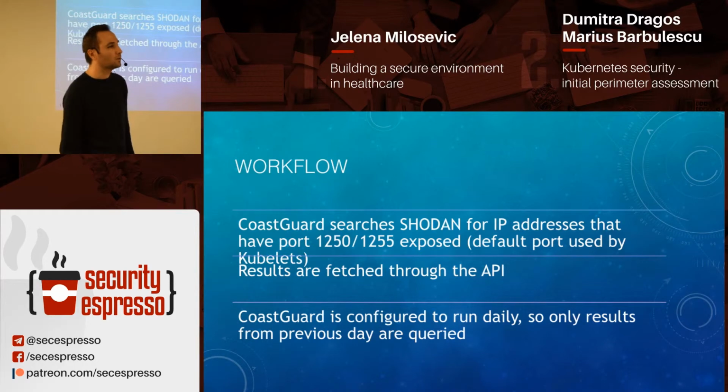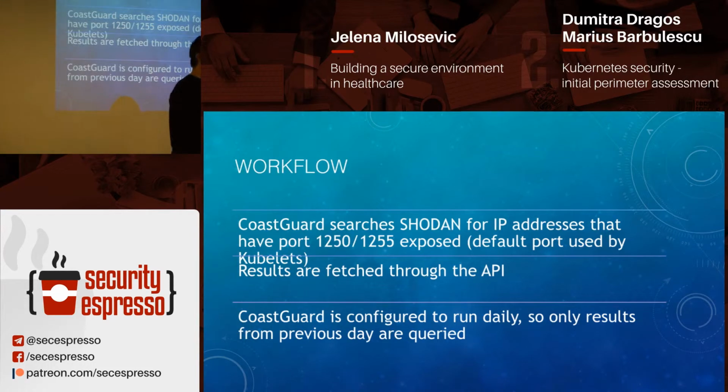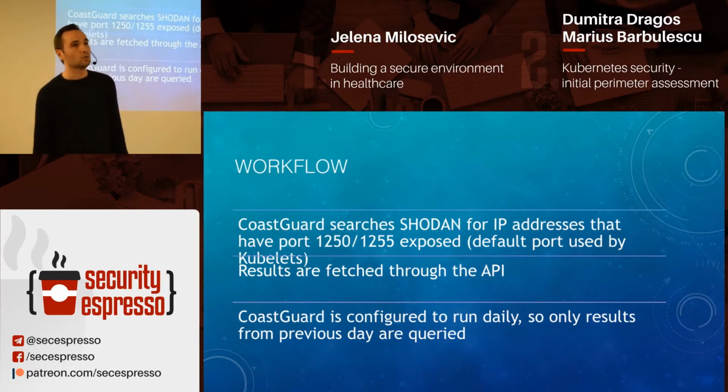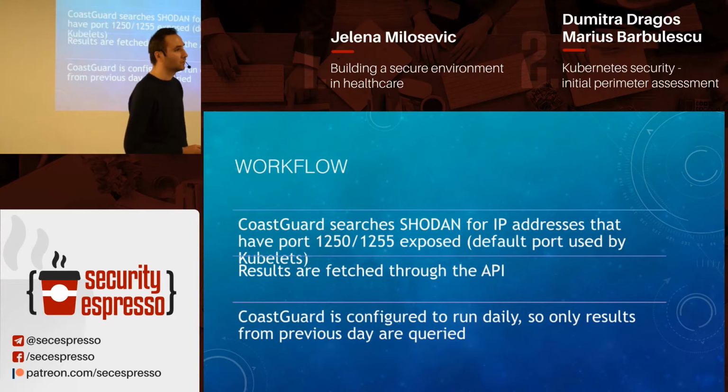After that, we are searching for ports of interest, like we said earlier, 10250 and 10255. We run this on a daily basis to see if there are any new findings, and we compare them with our data that is stored in Redis. We use, of course, the Shodan API for this. As a side note, you will need to have some premium credits on Shodan to be able to use the API for all of these searches, because otherwise you wouldn't be allowed to do it. So keep that in mind.